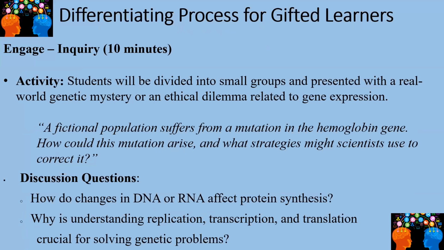A fictional population suffers from a mutation in the hemoglobin gene. How could this mutation arise, and what strategies might scientists use to correct it?